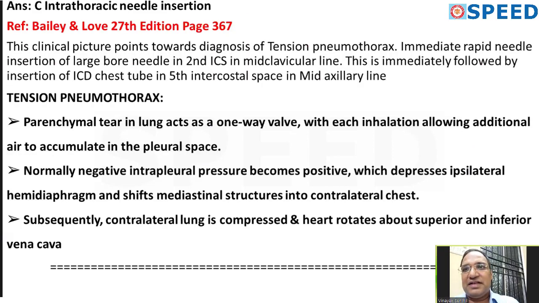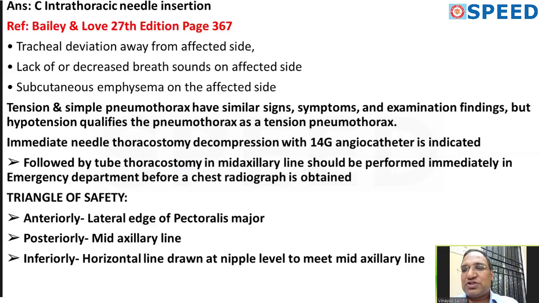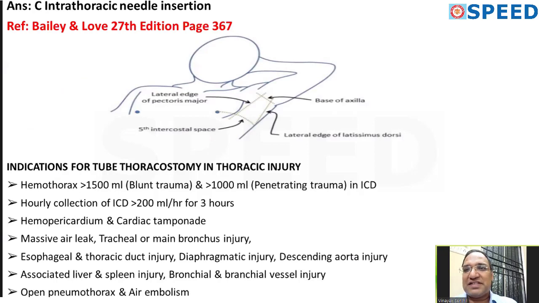Bailey 367. We have all discussed this at length. I'm not going into those details. Next slide. Next slide. This picture was shown to you. This is the triangle of safety we discussed. Indications for tube thoracostomy. Okay. Next slide.